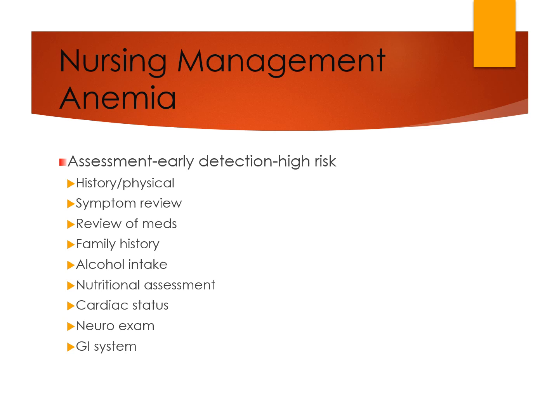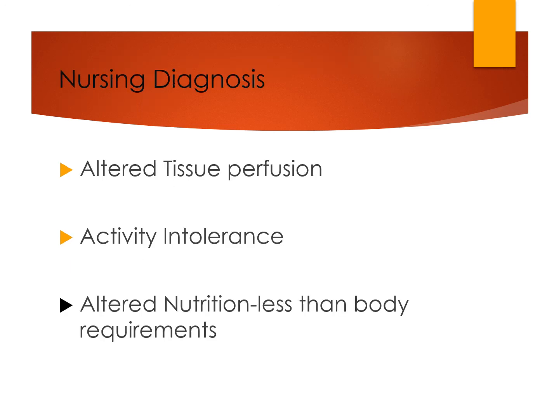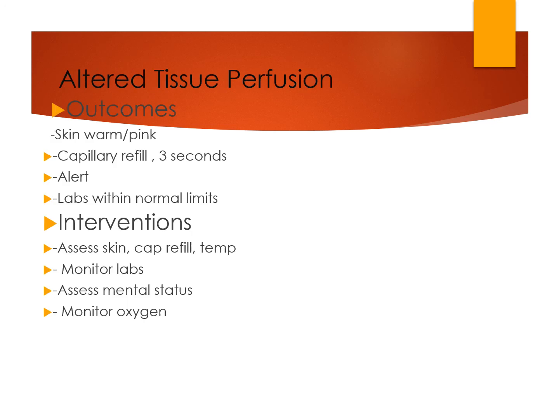Assessment includes early detection, a history and physical, symptom review, a review of meds, a family history, alcohol intake, nutritional assessment, cardiac status, a neurological exam, and a review of the GI system for potential bleeding. Nursing diagnoses, of course, are consistent with altered tissue perfusion, activity intolerance, and altered nutrition less than body requirements. Assess using the skin. Look at capillary refill, pallor, and temperature, monitor the labs, assess mental status, and monitor oxygen with your pulse ox.